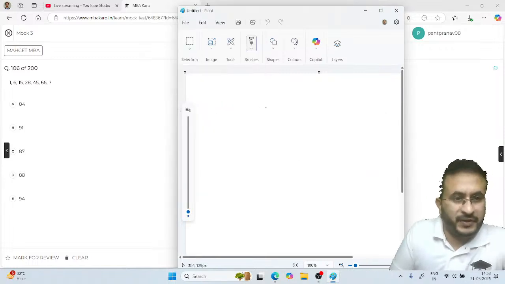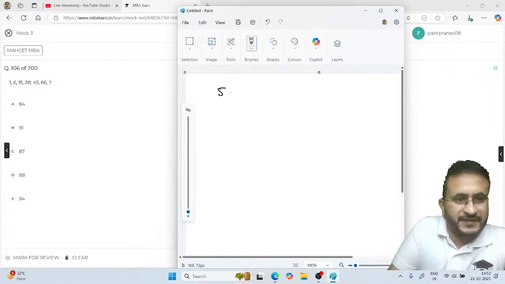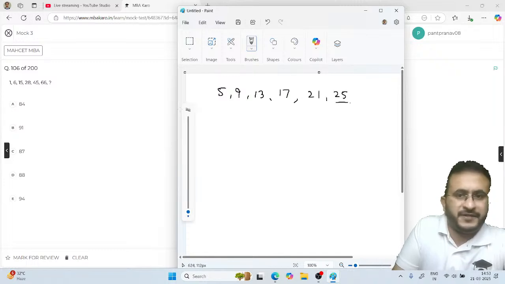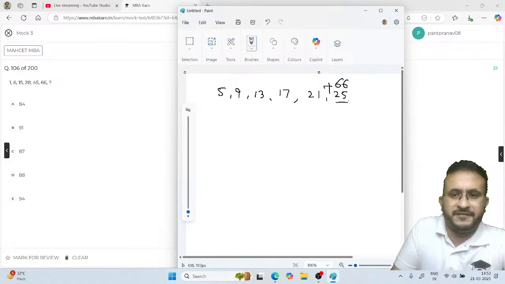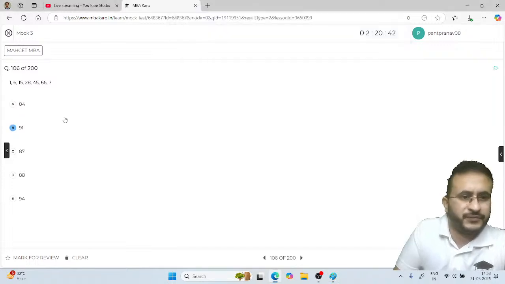1, 6, 15, 28, 45, 66. The differences are 5, 9, 13, 17. Take a difference here, it is 21. The next difference will be 25. So 66 plus 25, the answer will be 91.